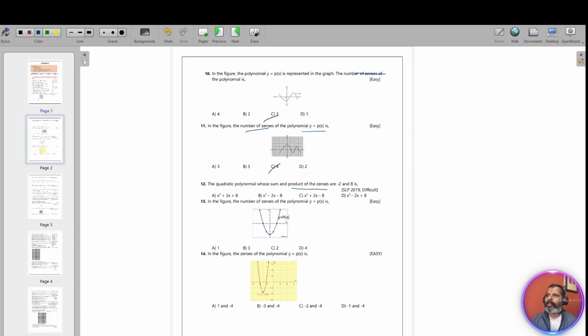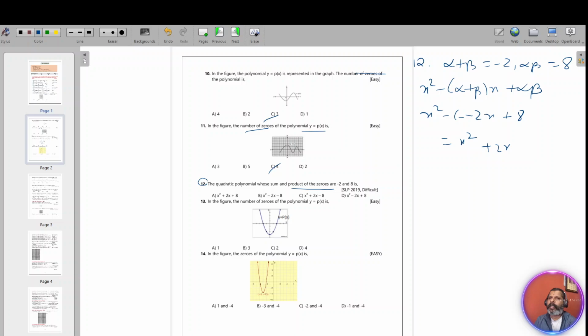The quadratic polynomial, this is important question, I hope you know the formula, whose sum and product of zeros are given means the equation reduces to x square minus (alpha plus beta) x plus alpha beta. Alpha plus beta is sum of zeros, alpha beta is product of zeros. So what is given is alpha plus beta is minus 2, alpha beta is 8. You substitute the values, you get the answer. So x square minus of minus 2x plus 8, that is x square plus 2x plus 8.